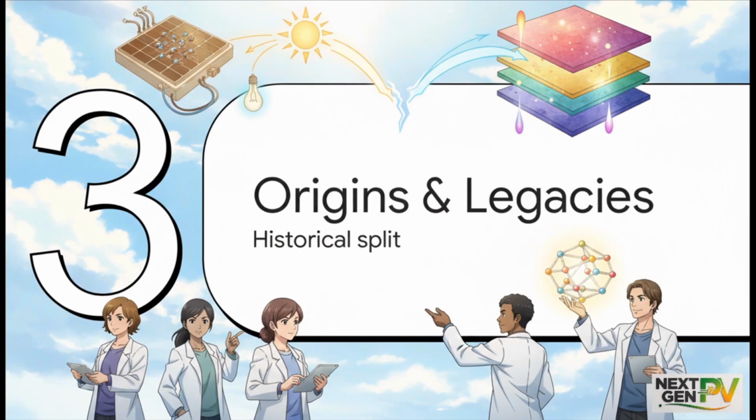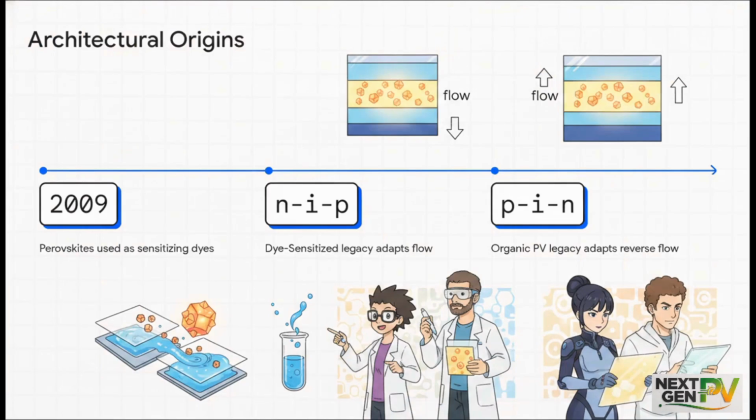Okay, so how did we figure all this out? Let's get into Section 3, origins and two different legacies. If we look back at the timeline, perovskites were actually first used in solar cells around 2009, but back then they were just tiny sensitizing dyes floating in liquid systems. It wasn't until researchers realized perovskites can transport electricity as solid layers that a major historical split happened. Scientists who were already working on dye-sensitized solar cells basically just dropped perovskite into their existing structures. That naturally created what we call an NIP flow. Meanwhile, a totally different group of researchers coming from the organic photovoltaic and OLED display world were used to working in reverse. So they swapped out their plastics for perovskite, creating the exact opposite, a PIN flow.